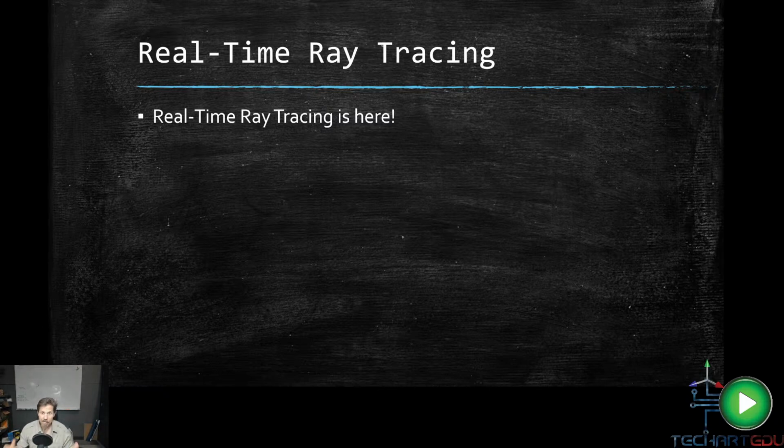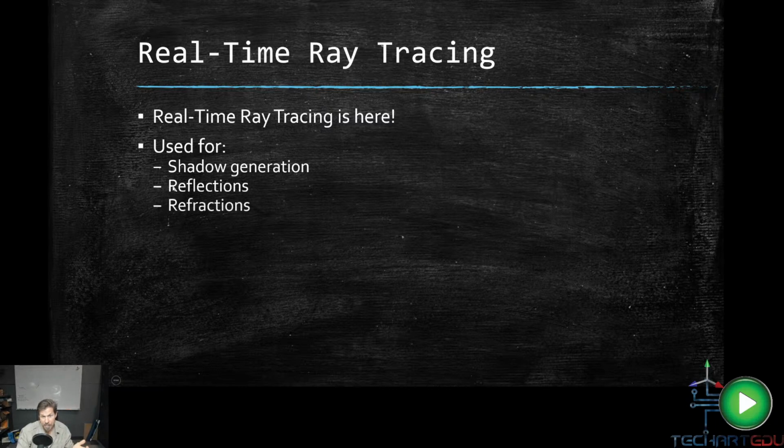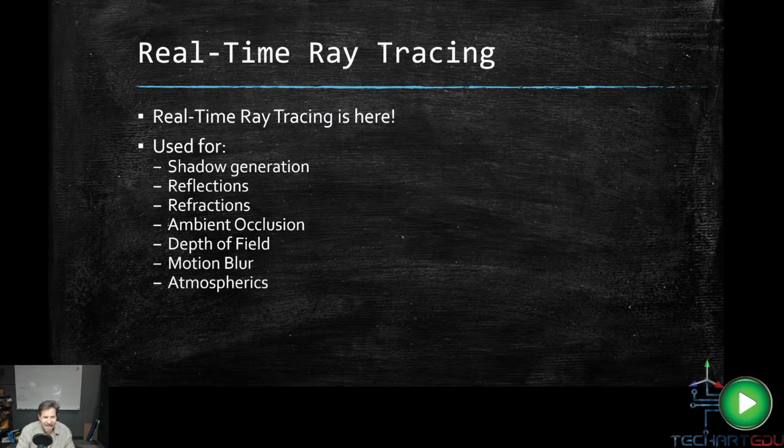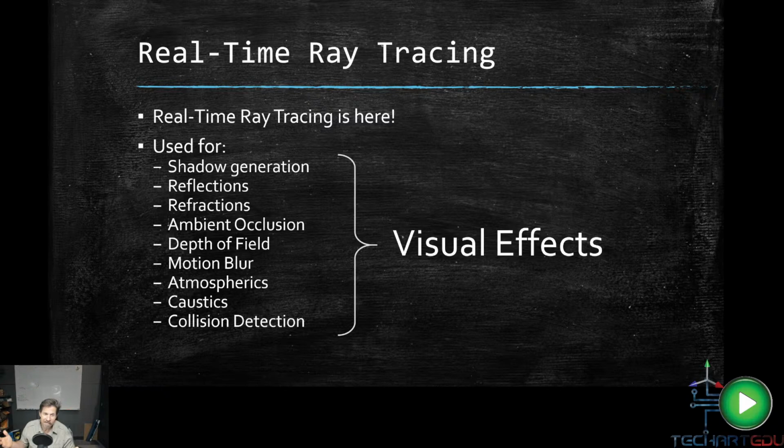So what are we using ray tracing for? Well, we're using it for shadow generation. We're using it for reflections. We're using it for refractions. We're using it for ambient occlusion, depth of field, motion blur, atmospherics, caustics, and collision detection. I don't know about you folks, but that sounds a lot like a lot of visual effects to me. Those are what used to be called visual effects back in the 80s and the 90s, but have since become second nature. So these actually are here right now. Visual effects is part of the ray tracing revolution.